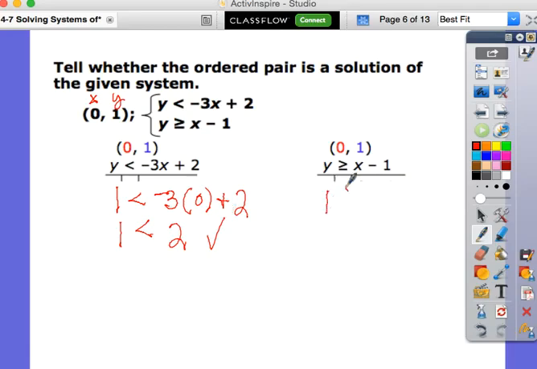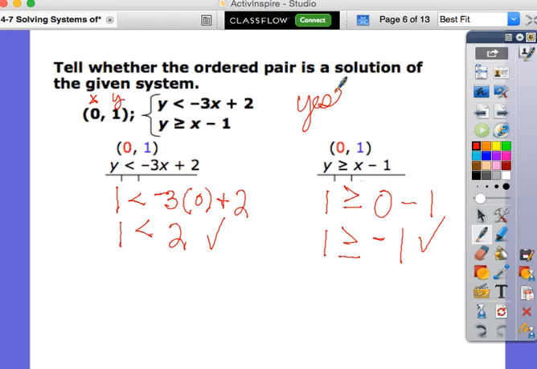y is 1, greater than or equal to 0 minus 1. That says 1 is greater than or equal to what? Negative 1. Is that true? Yes, 1 is greater than negative 1. So therefore, yes, 0, 1 is a solution to the system.